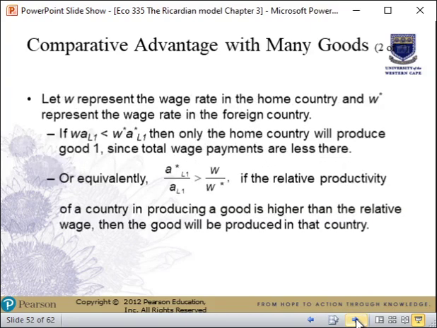To determine who produces which good amongst the two nations, we need to know the ratio of home to foreign wages. Let W denote the wage rate. Then the wage payments will be equal to the wage rate multiplied by the unit labor requirement. Therefore, if home total wage payment is less than foreign, then the good in question will be produced in the home nation. Alternatively, when the relative productivity of a country in producing a good is higher than the relative wage, then the good will be produced in that country.